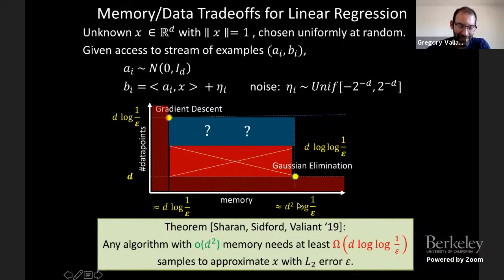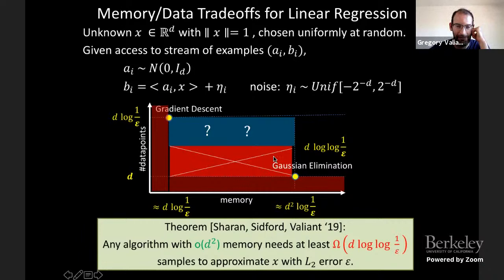Whereas you can pay a log one over epsilon in data points and get rid of the D in memory. So gradient descent looks much better if you care at all about memory. But if you care about data, then maybe Gaussian elimination is okay.